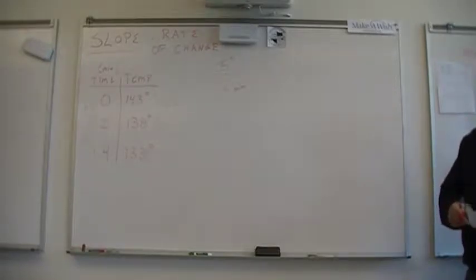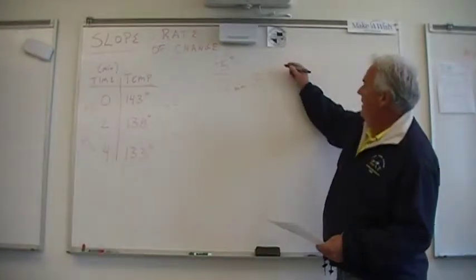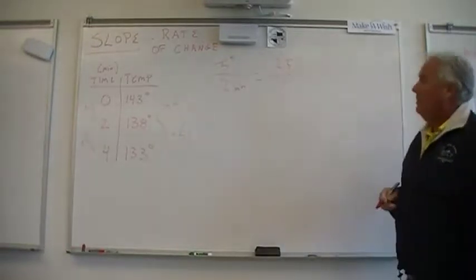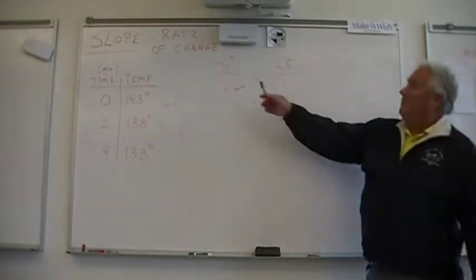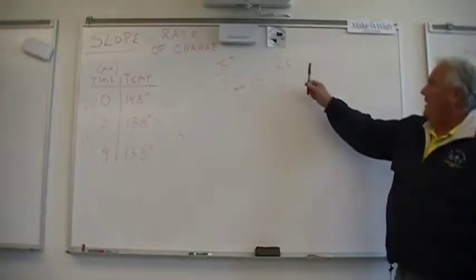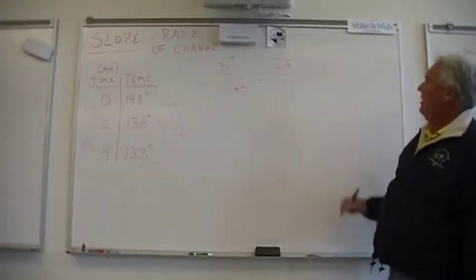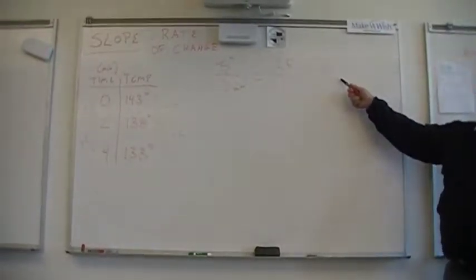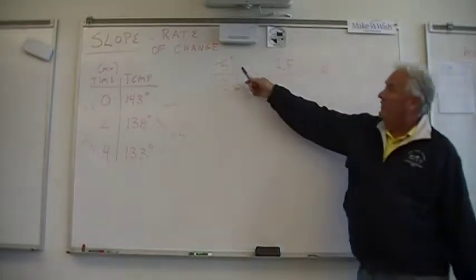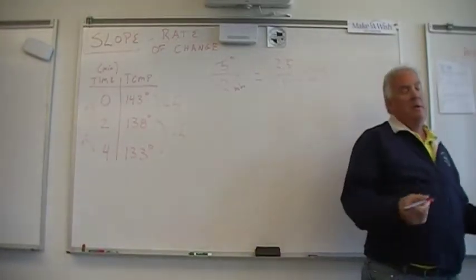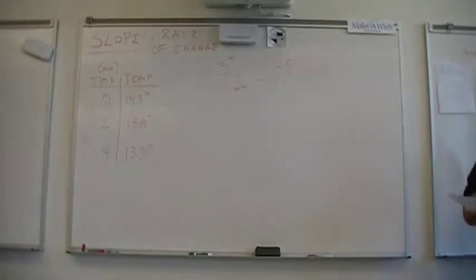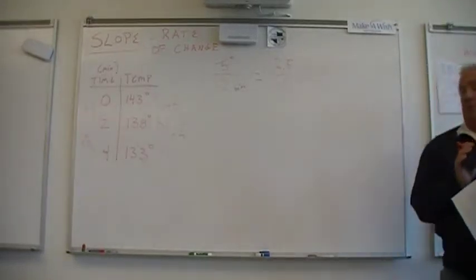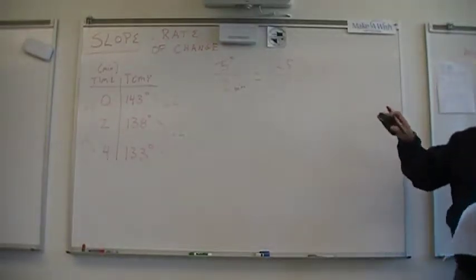Okay? So we could also simplify that. We could reduce that fraction. You could also keep it like this, or maybe do it like this. It could also be written as negative 2.5 degrees per minute, or 5 degrees every 2 minutes. So that's how you simplify it. So that's just finding the slope, or the rate of change, for this.